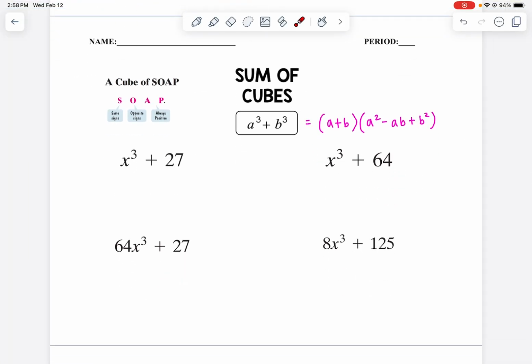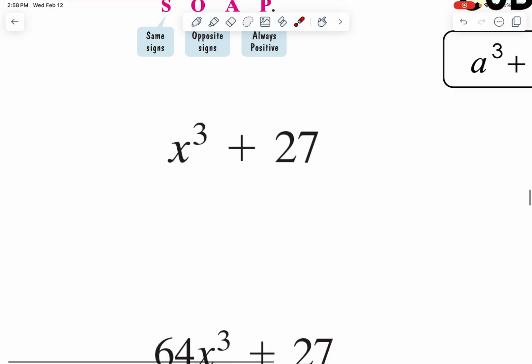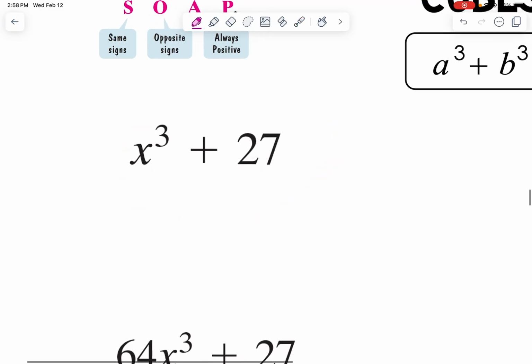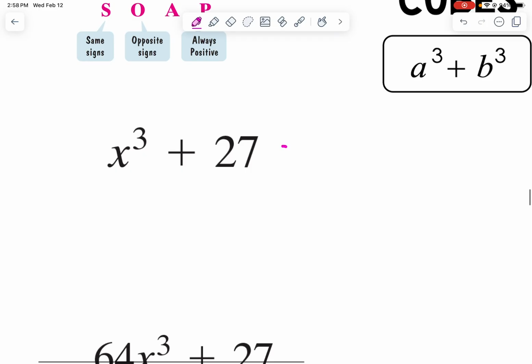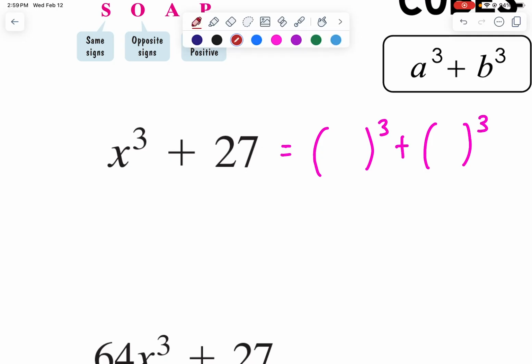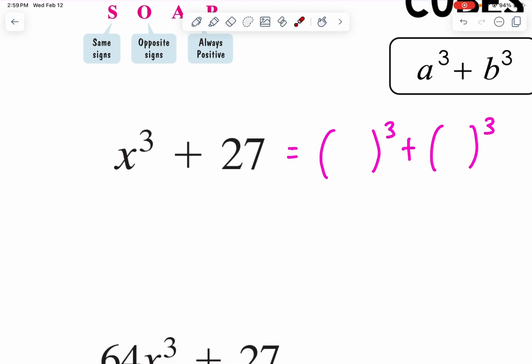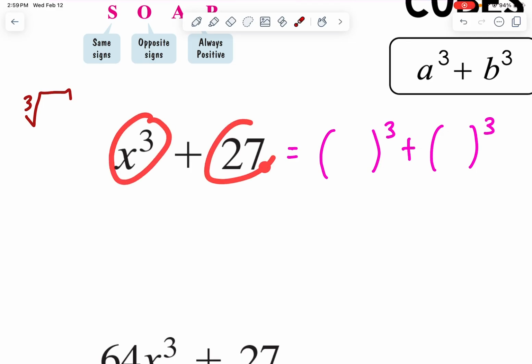If you look at the first example I gave you here on the top left, they want you to factor x cubed plus 27. And here is the most important part. We have to be able to rewrite this as something cubed plus something cubed. And just like we were factoring using the difference of squares, in order to factor a situation like this, instead of square rooting it, we're going to cube root each term.